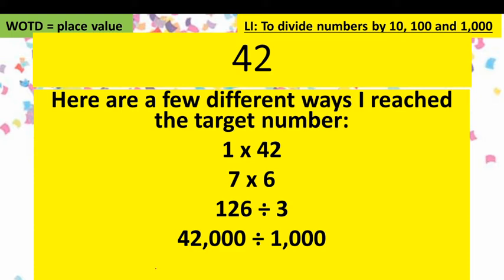We've been working on dividing by 10 and 100, so I thought I'd put a dividing by 1000 in there. And I know that 42 times 1000, everything would move over 3 place value columns to the left and become 42,000. So 42,000 divided by 1000, the answer would be 42.